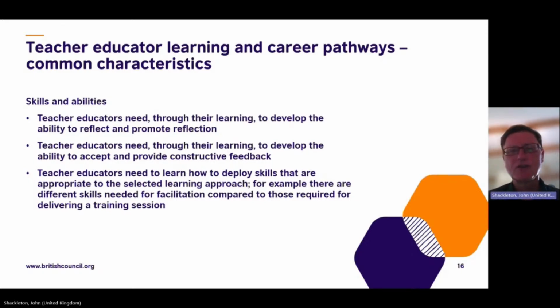Okay. So that's a summary, if you like, of what it is that Shirin and Radhika and Anne and Doyner, as experienced teacher educators, say in relation to their professional development pathway.